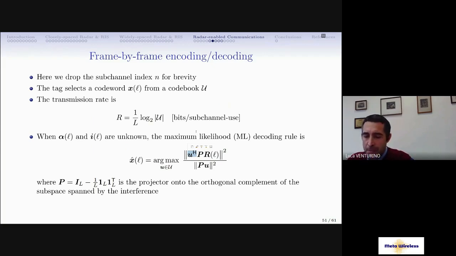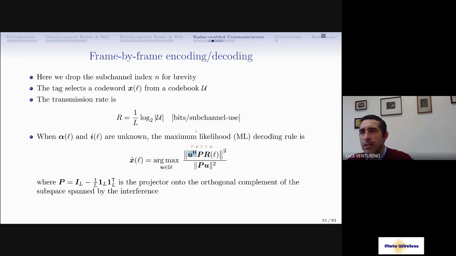I don't have much time left. I just want to give you some general ideas. You can then find the details in our paper, which is mentioned here in the slide.